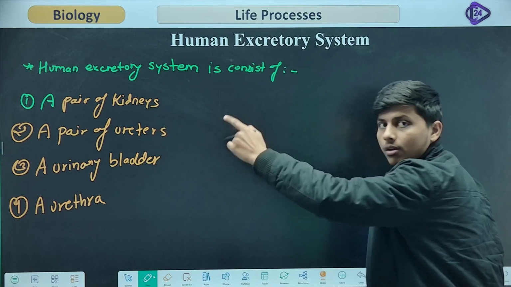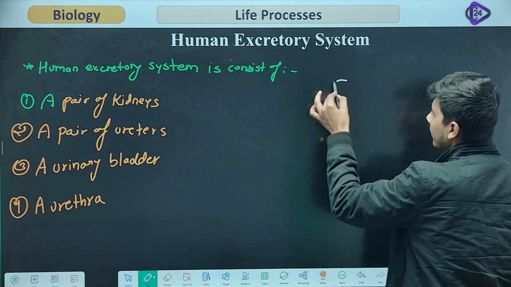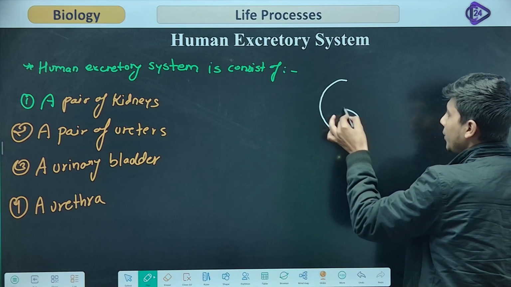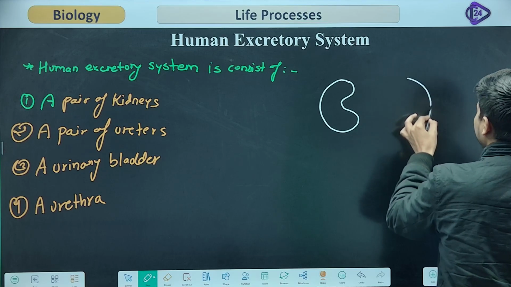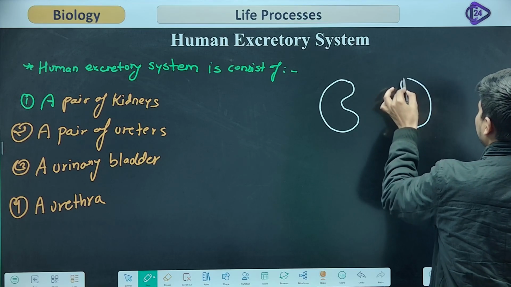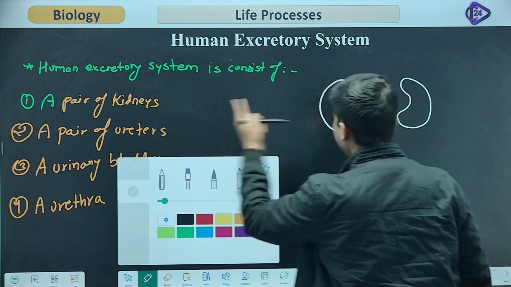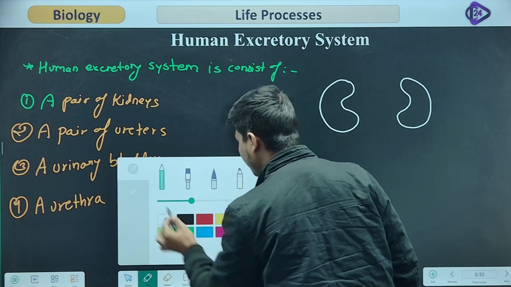First of all, we will draw the kidneys. These are our cute kidneys. This is the first kidney. This is the second one. A pair of kidneys is already drawn.